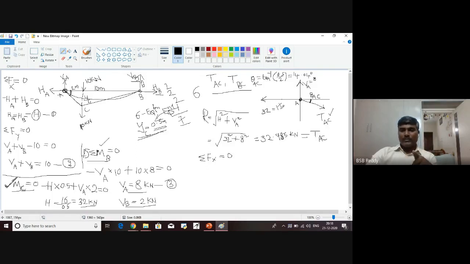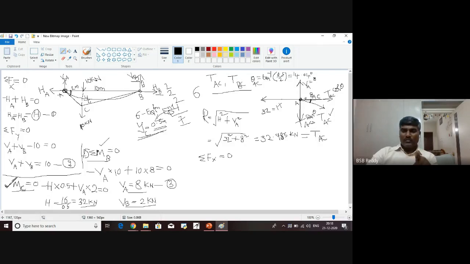What do you write? Horizontal forces. So TAC has got two components. One is horizontal and another is vertical component. Write the components. So this will become TAC cos theta, and this will become TAC sin theta. Got it? So two components.